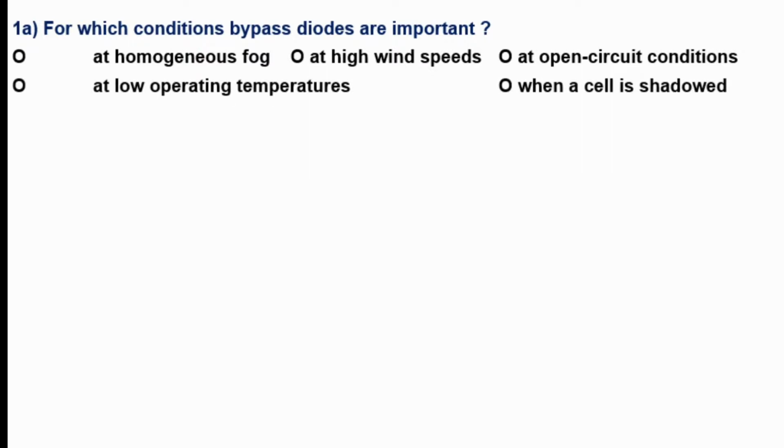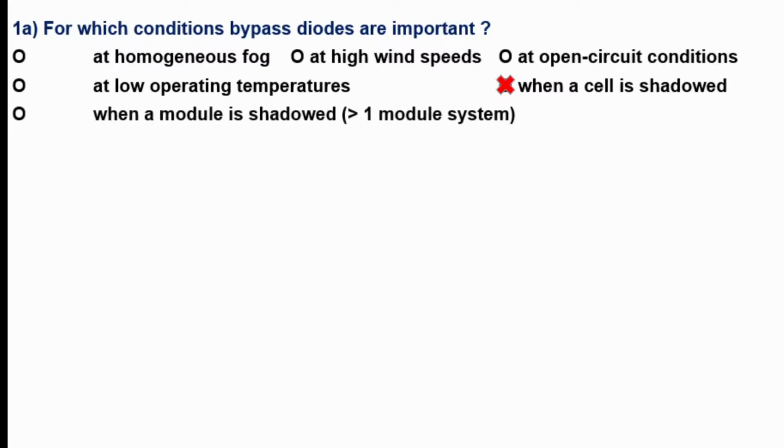None of them. At low operation temperatures? No. When a cell is shadowed? Yes, that has something to do with it, so we cross that one. When a module is shadowed, for a system which has more than one module? Yes, it also plays a role. When a module is shadowed, it also blocks the other module, and then a bypass diode is really helpful.